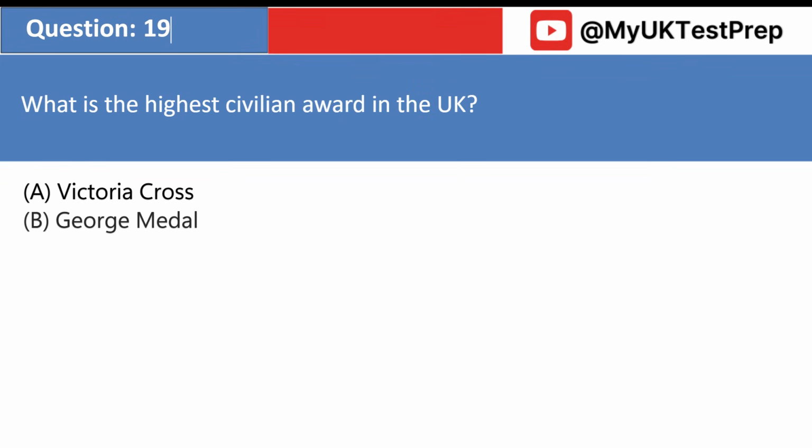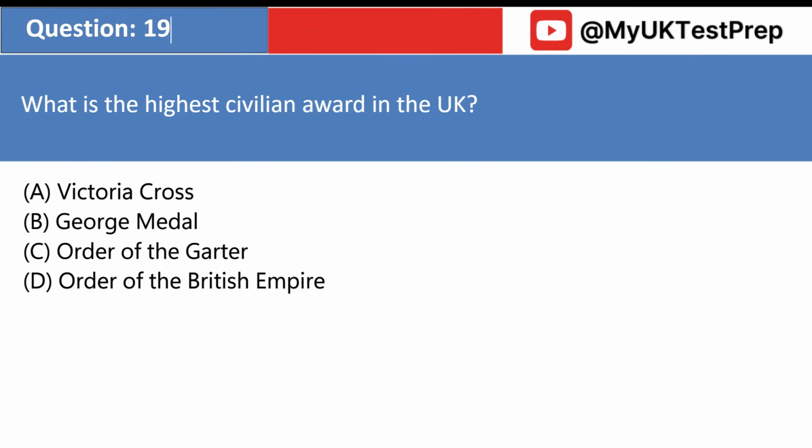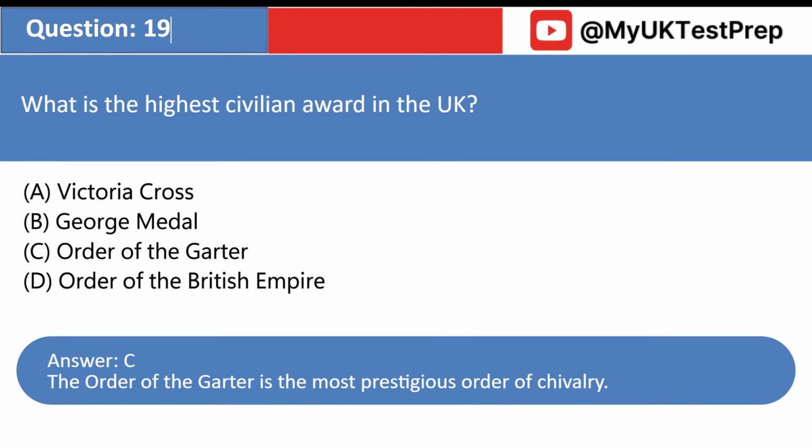What is the highest civilian award in the UK? A. Victoria Cross. B. George Medal. C. Order of the Garter. D. Order of the British Empire. Answer: C. The Order of the Garter is the most prestigious order of chivalry.